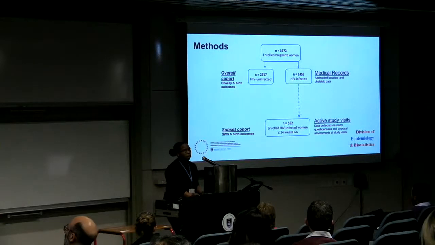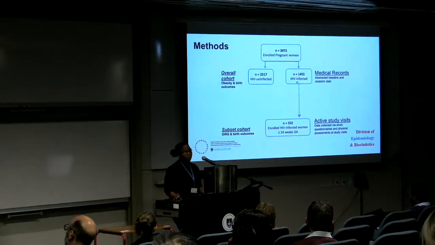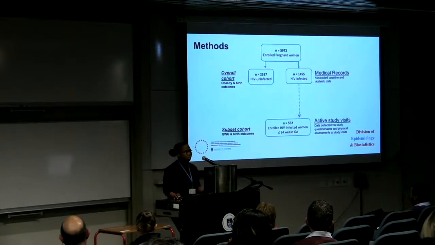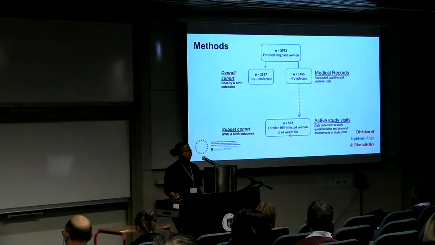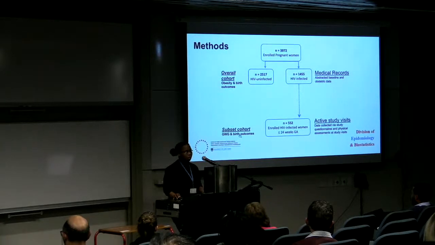A total of 3,972 pregnant women were enrolled. We had both HIV infected and HIV uninfected women. The HIV uninfected women were only included for comparison purposes. We call this group the overall cohort. This overall cohort was followed through medical records and was used to assess the association of obesity at first antenatal care with birth outcomes. Then we had a subset of HIV infected women who came early for their first antenatal care. This subset was used to study the association of gestational weight gain and birth outcomes, because we followed them through a series of study visits where we were able to collect weight measurements.